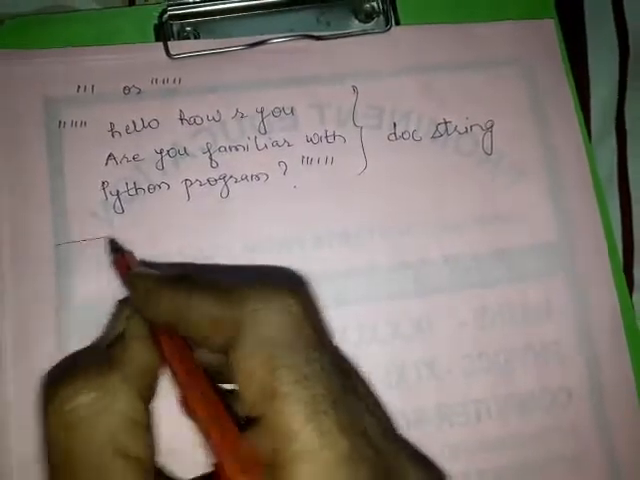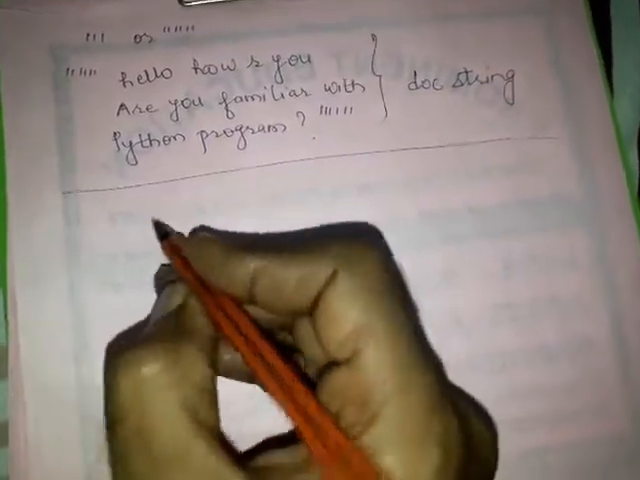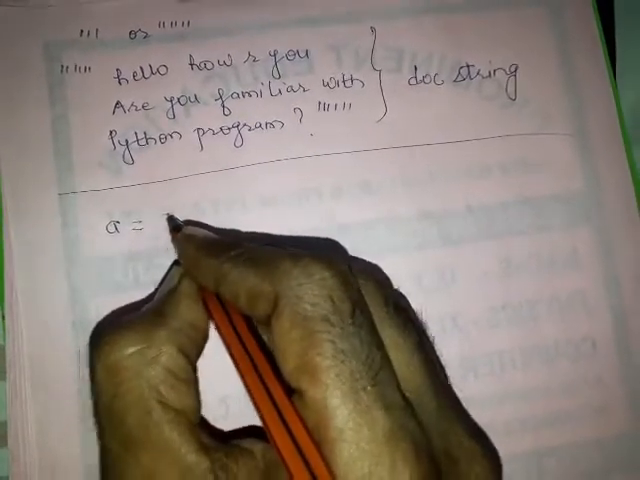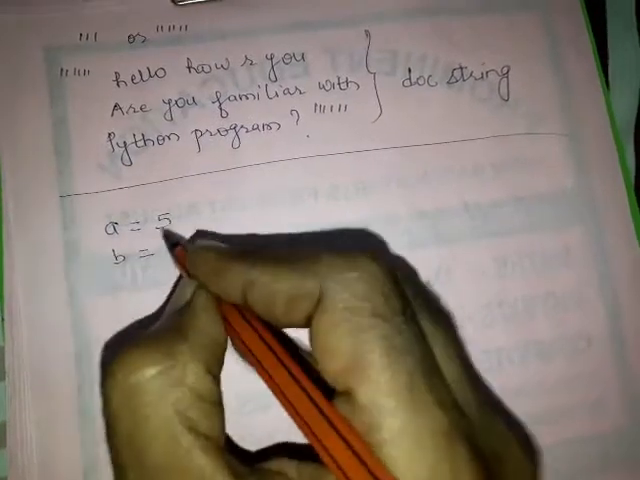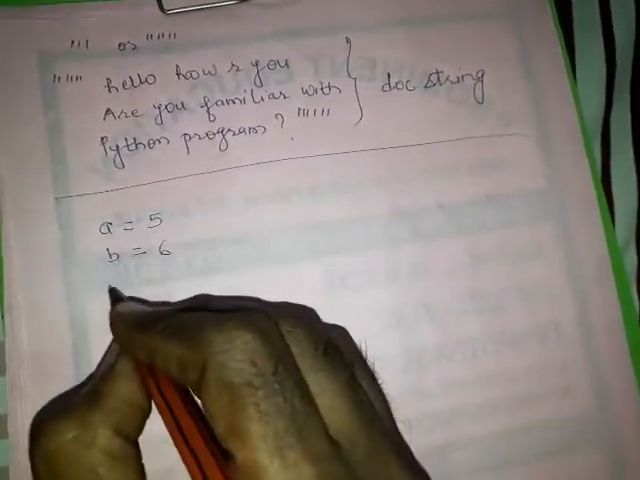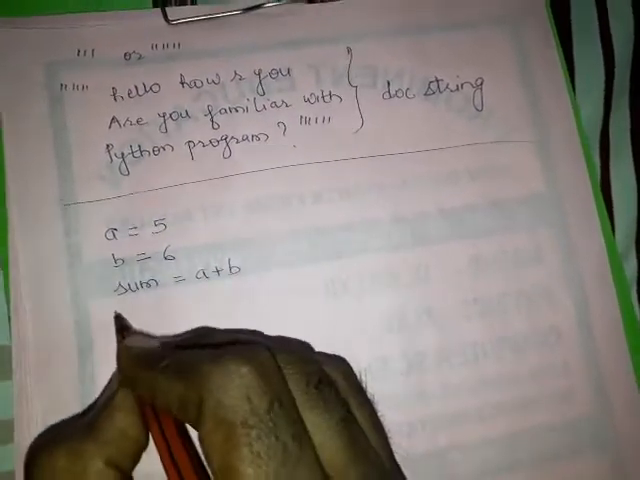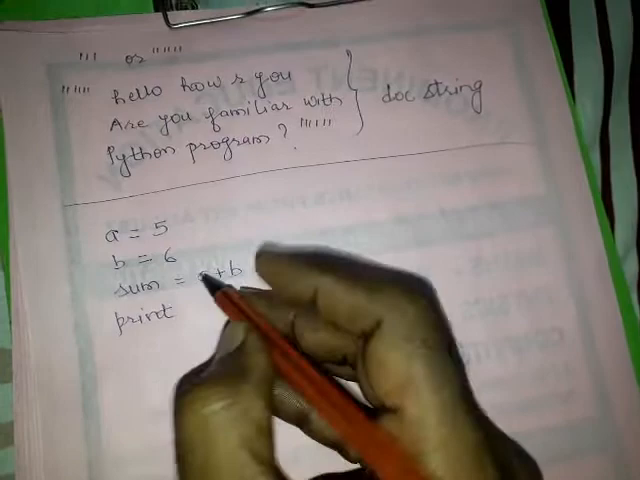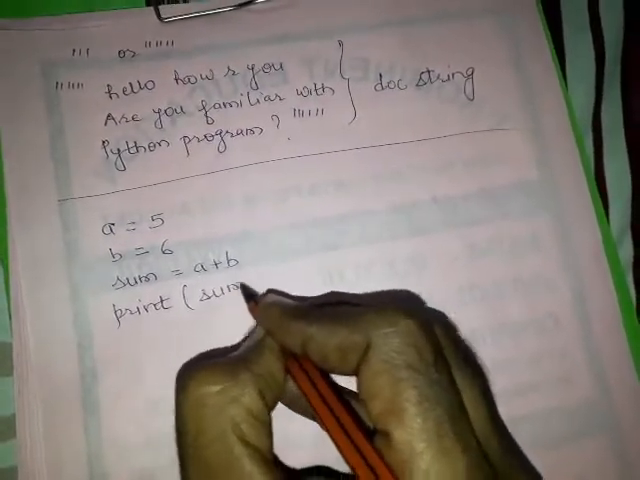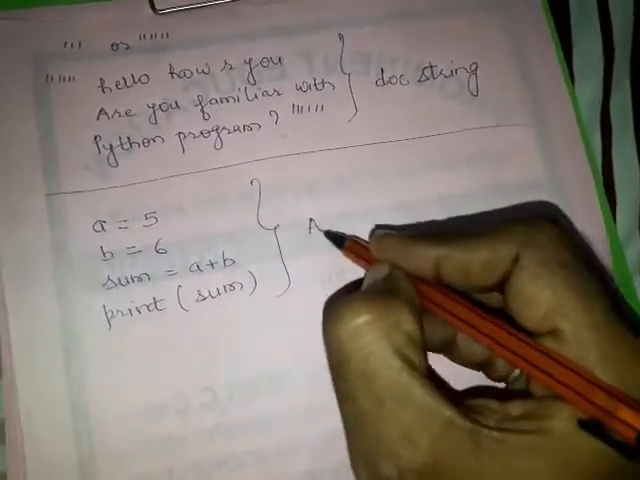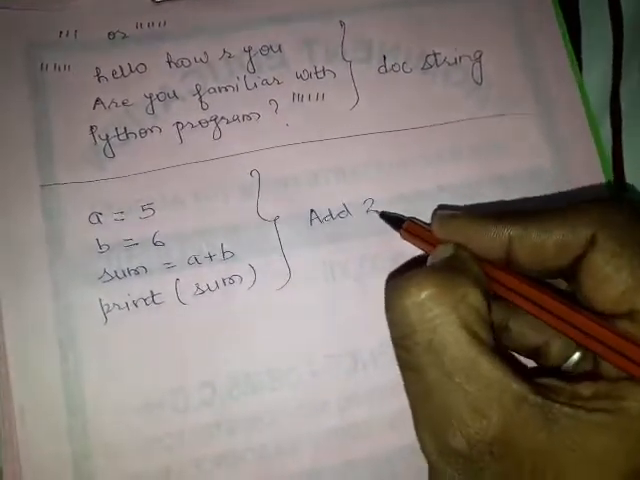Now I write a simple program to print the sum of two numbers. Suppose I write a equals 5, b equals 6. Then I write sum equals a plus b. Then if you want to print, just print sum. This is a simple program to add two numbers.